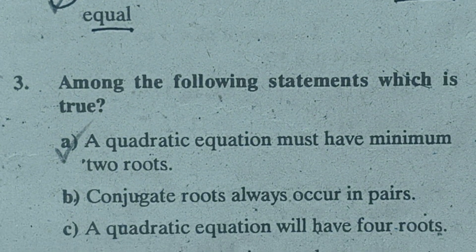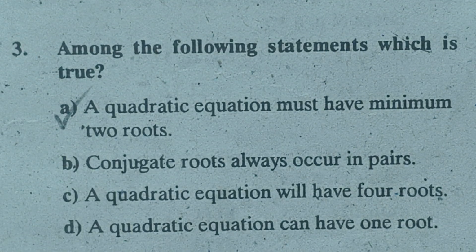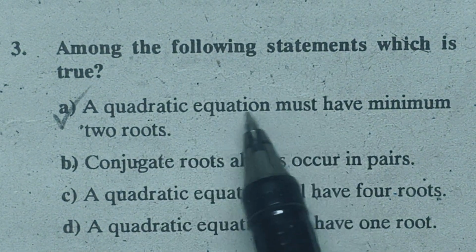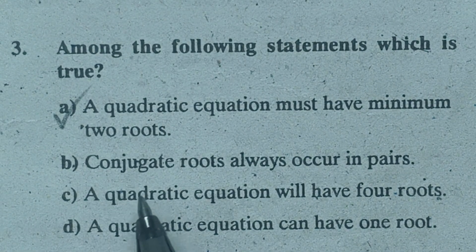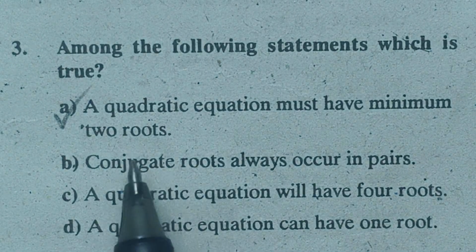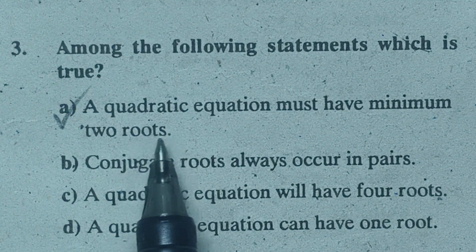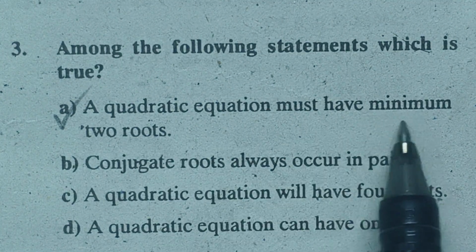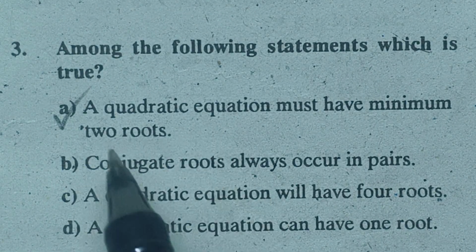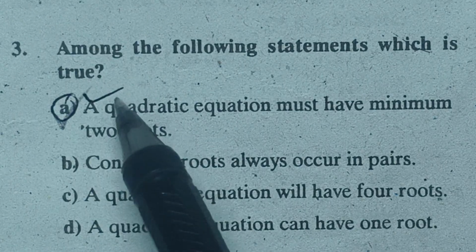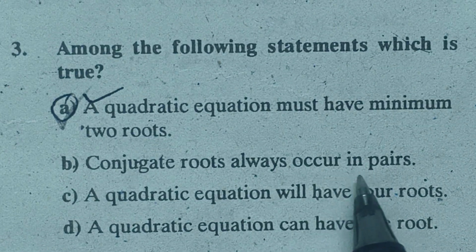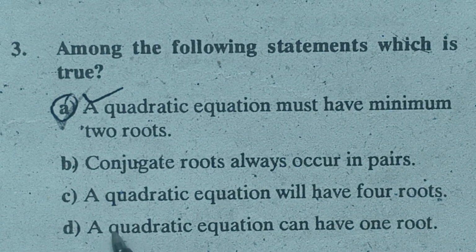Question number 3. Among the following statements, which is true? A quadratic equation must have minimum 2 roots. This is the only correct answer. Conjugate roots always occur in pairs. The other options are wrong.